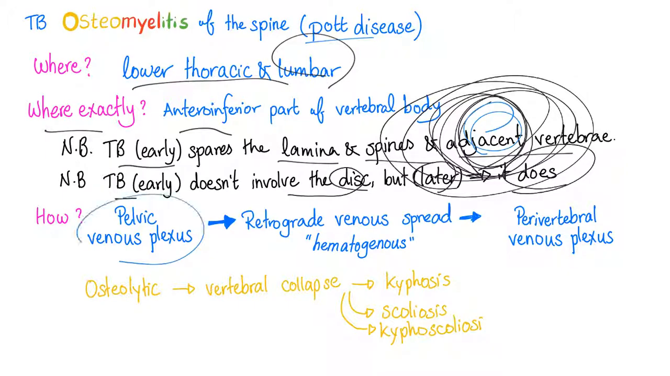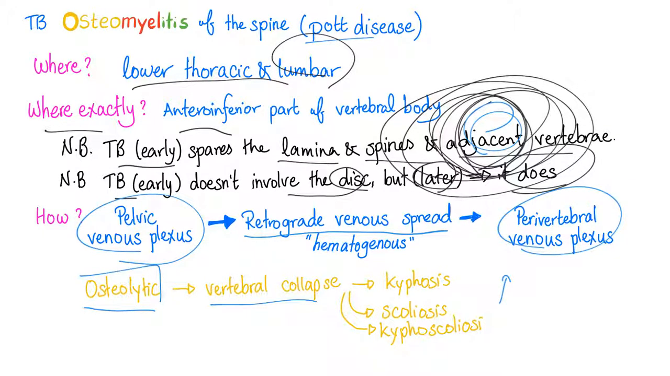So, here is how it goes. Pelvic venous plexus. Through retrograde venous spread, it can go up until it reaches the perivertebral venous plexus, leading to osteolytic problems, vertebral collapse, leading to kyphosis, scoliosis, kyphoscoliosis.